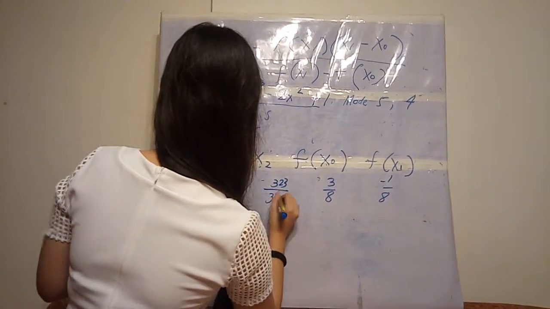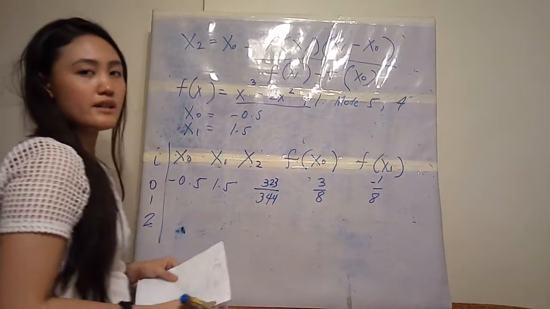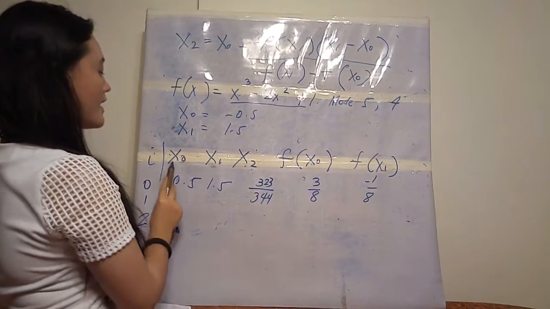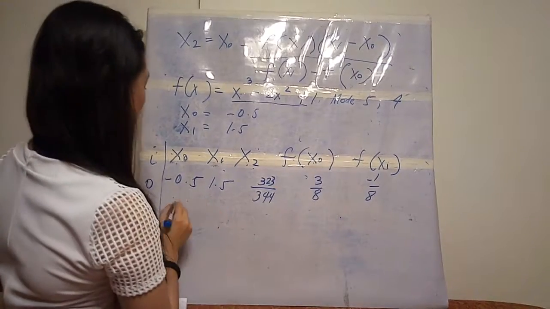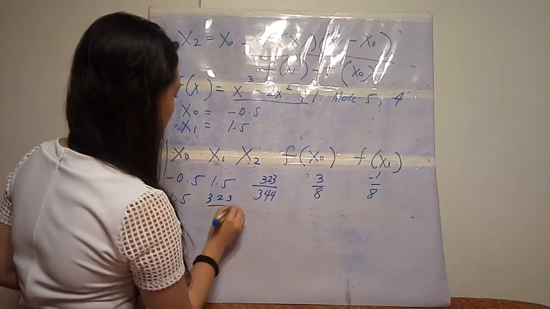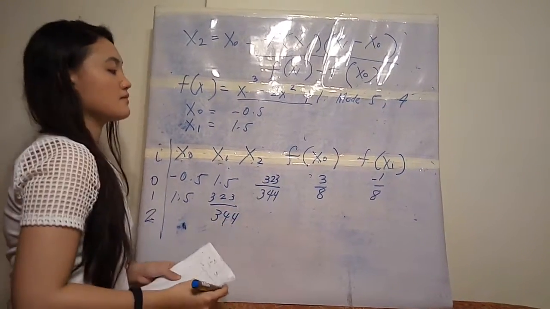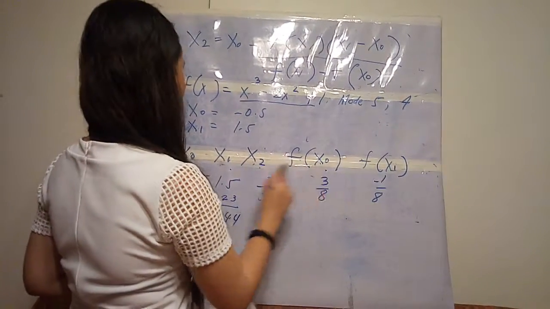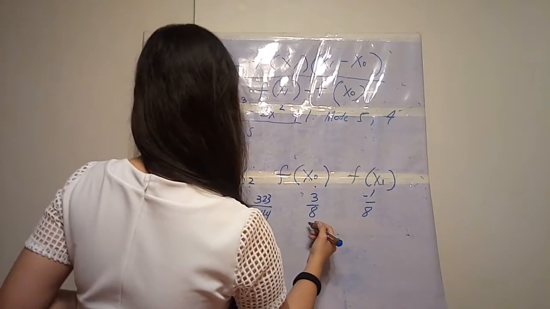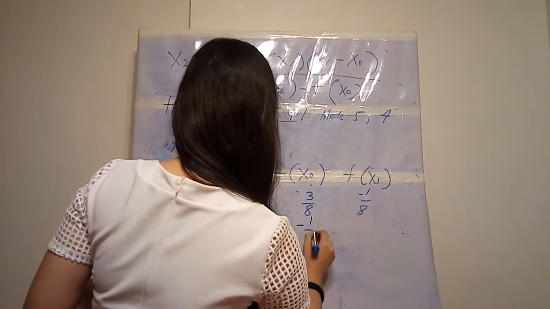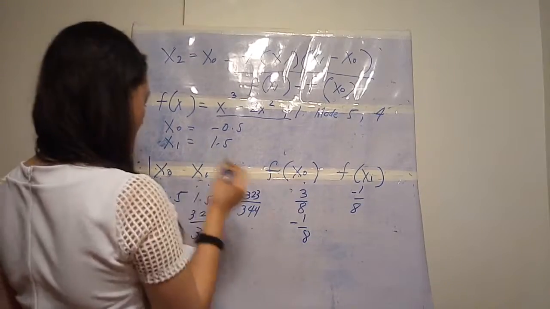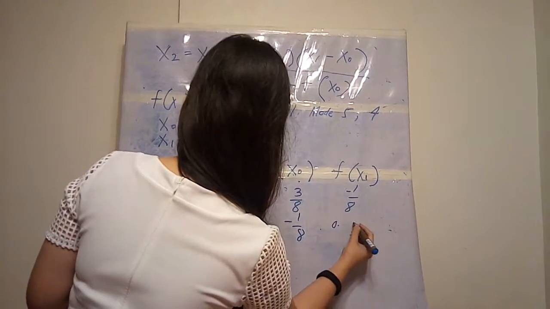and we'll have 323 over 344. For the next iteration, we just copy the values of x1 and x2 to be the new values of x0 and x1. So x0 will become 1.5, and x1 will become 323 over 344. For f of x0, substitute 1.5 in f of x, which is equal to negative 1 over 8. And for f of x1, just substitute the value of x1 into f of x, which is equal to 0.0645.